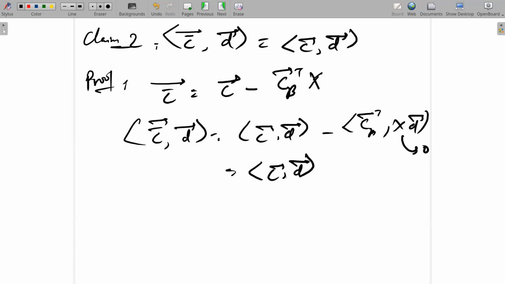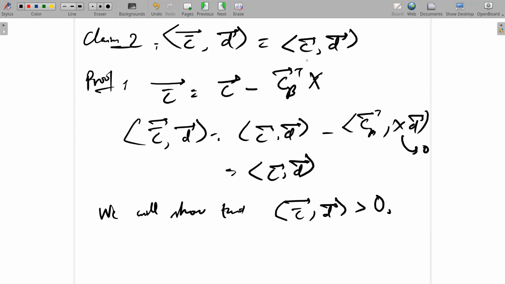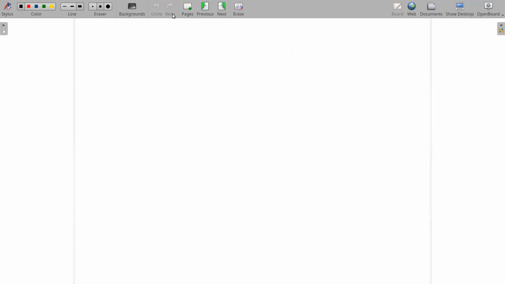So this is what we'll use in our contradiction. We will show that C bar D is in fact strictly positive. What we know is that C dot D is strictly negative, because the cost function has to reduce in this direction. But we'll show that for the modified cost, this inner product is strictly bigger than 0. This will lead to a contradiction. For that we need some computations, and we will write it in tabular form.